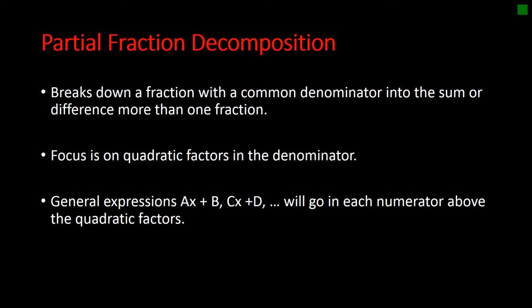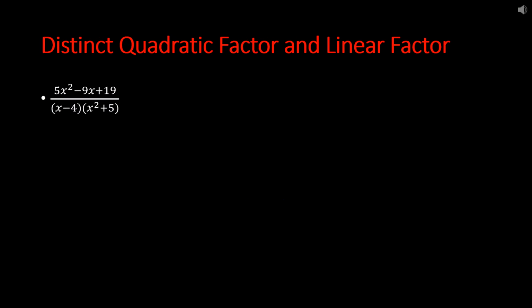Now, if you remember, in the last lecture we talked about linear factors in the denominator. And in the numerator above each of those fractions, we had a general constant A, B, or C. Today, in dealing with quadratic factors in the denominator, we're going to have general expressions Ax plus B, Cx plus D, and so on above quadratic factors. So our goal here is to find A, B, C, and D.